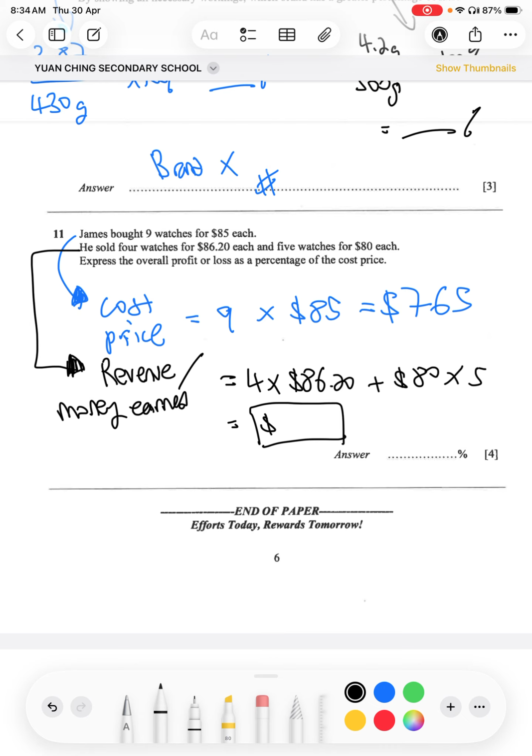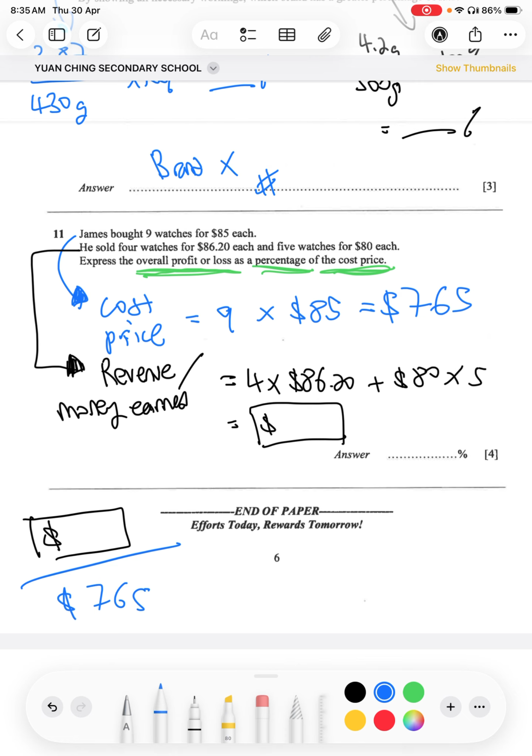Okay, for this, the last one, find the overall profit or loss as a percentage of the cost price, which means the overall money that he earned, which is this amount, the overall money that he earned over the cost price, which is over the $765, you times 100%, then you find out the answer in terms of percentage.